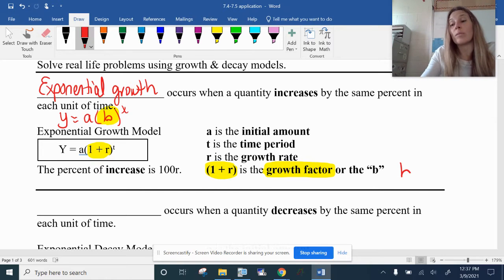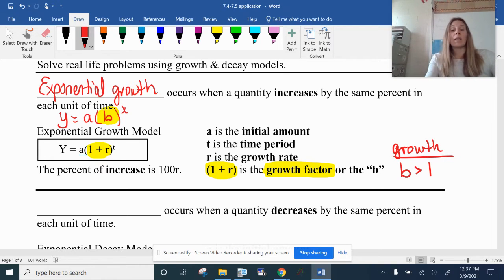And remember, that is where the b is greater than 1 in growth, which makes sense because you're taking some rate and you're adding it to 1. So it's going to have to be greater than 1. The A will represent that initial amount that you're starting with, whether it be number of people or amount of money or the value of something. T is the time period. You can also use the X variable there as well. R is the growth rate. It's given to you typically as a percent, and you have to write it as a decimal. And then the percent of increase is 100 times that. So you're going to use the R as the growth rate as a decimal versus the percent.